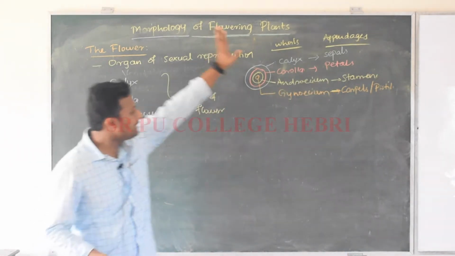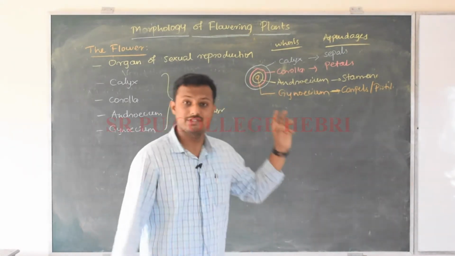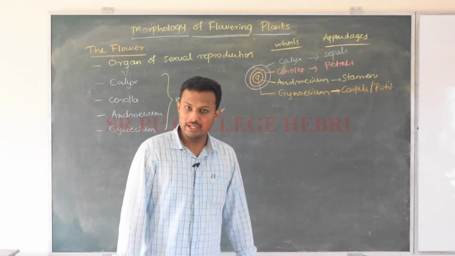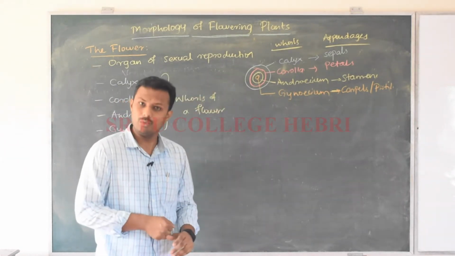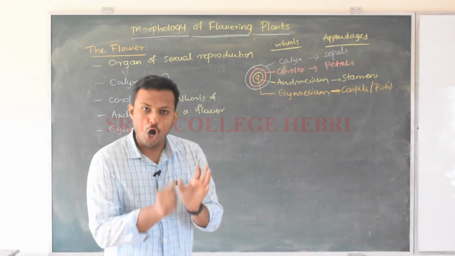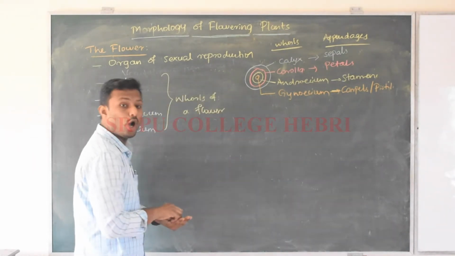Okay, so these are the 4 different whorls of a flower, which are concentrically arranged. See, this is the general idea, and these 4 whorls are produced on a swollen base-like structure which is produced from the stalk of the flower.